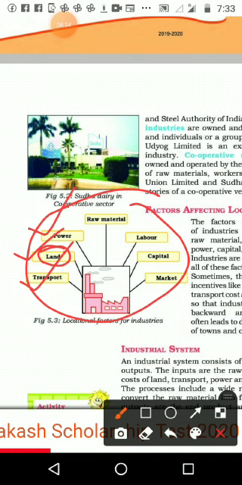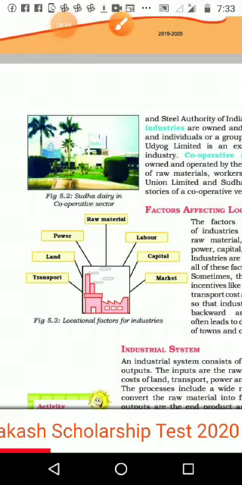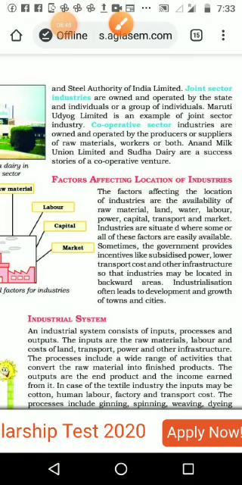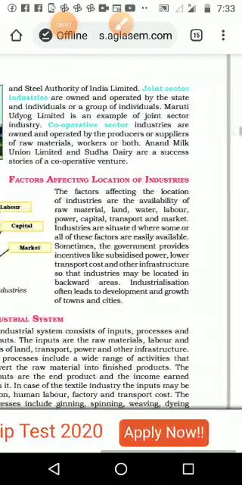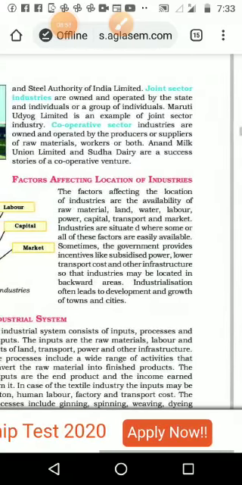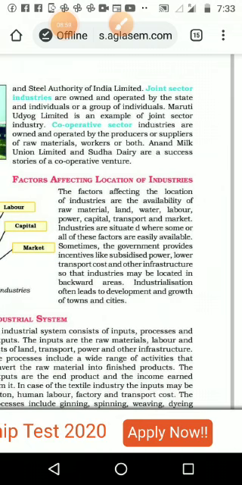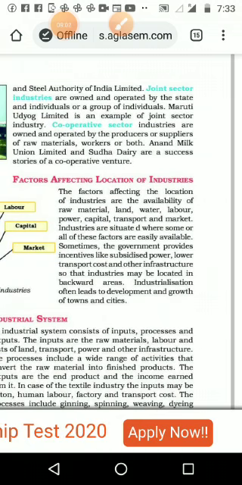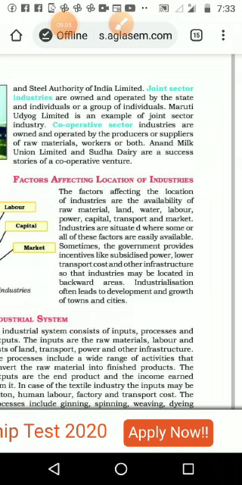Then we can study at least these 7: transportation, land, power, raw materials, labor, capital and market. Where these things come together in a nearby area, we can make the factory there. That will be the ideal location for the industry. Once again, the factors affecting the location of industries are availability of raw material, land, water, labor, power, capital, transportation and market. Industries are situated where some or all of these factors are easily available.